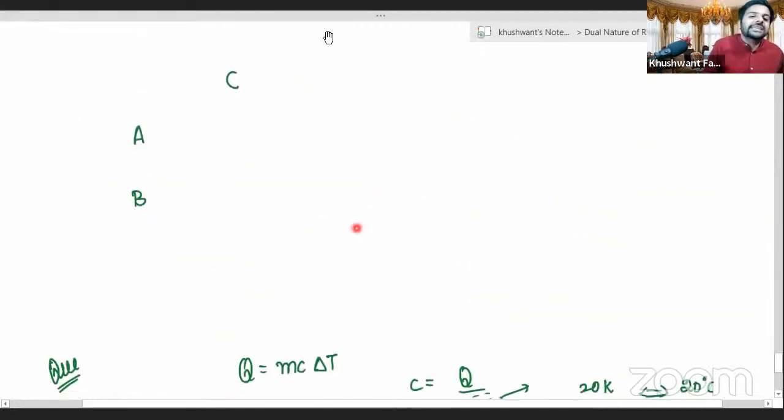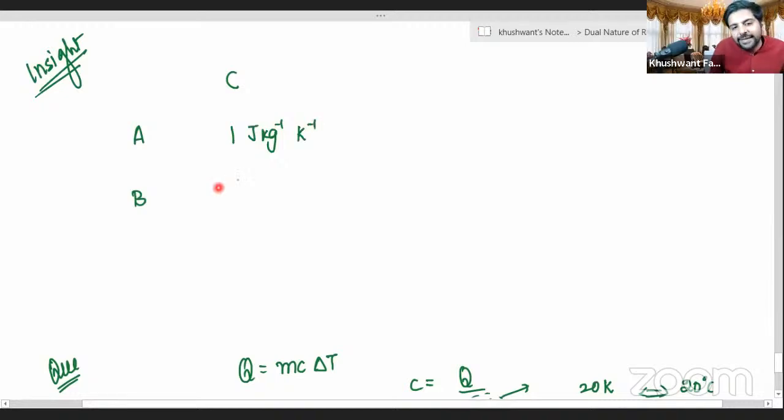Now let's understand this. Let's develop some insight into how the concept of specific heat capacity works. Suppose I have two substances, one with specific heat capacity of 1 joule per kg per Kelvin, and the other with specific heat capacity of say 3 joule per kg per Kelvin. When you have two substances A and B with different heat capacities, what is the meaning?